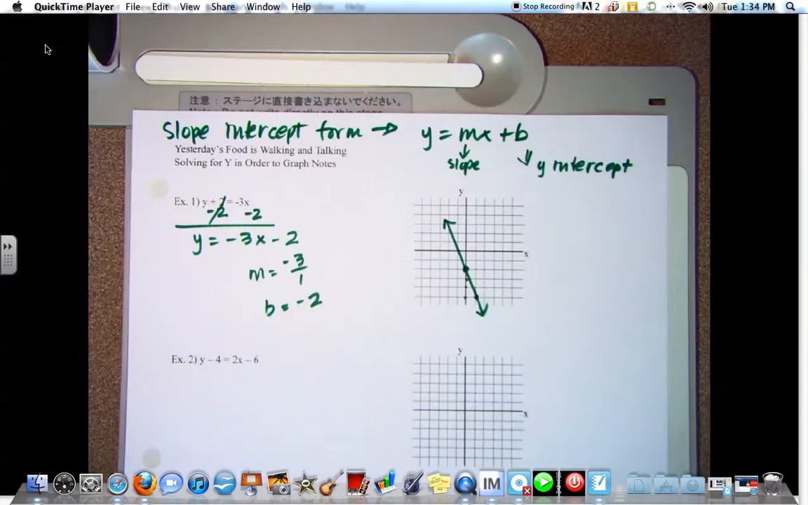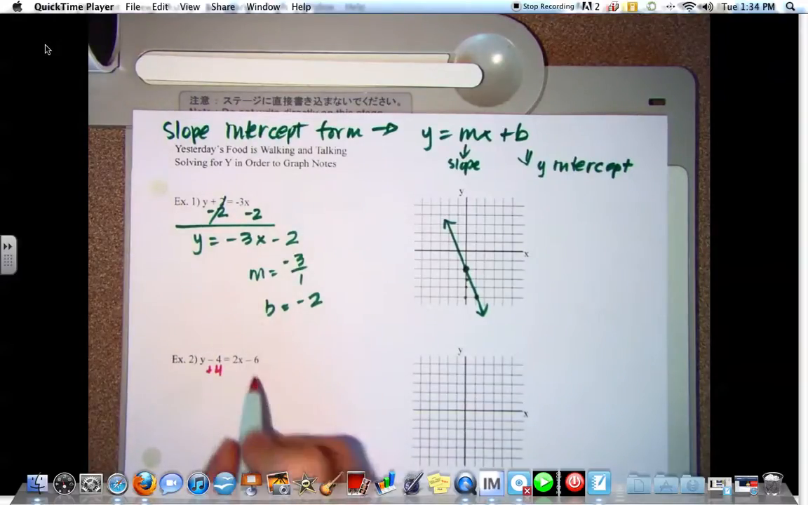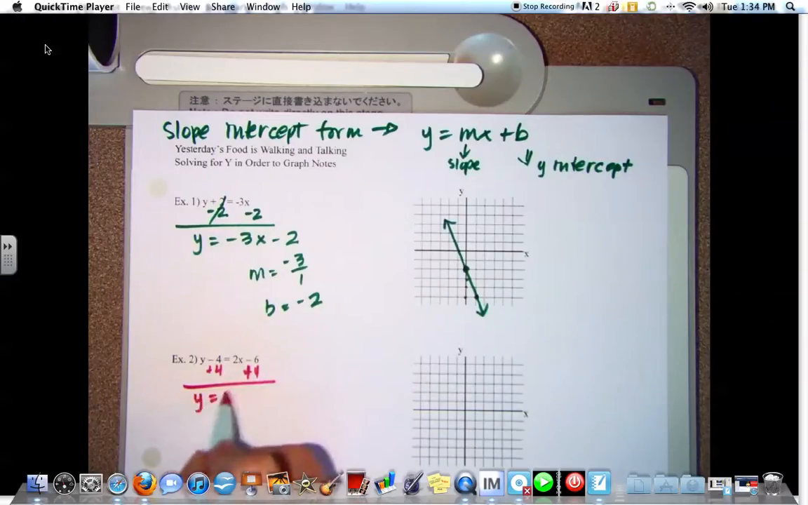All right, example 2. Y minus 4 equals 2x minus 6. Can I do this one? Lauren, what would you like to do first? Can we add 4? Do I have any like terms on the right-hand side? Yes. What do I put it with? Negative 6. So it's y equals 2x minus 2.